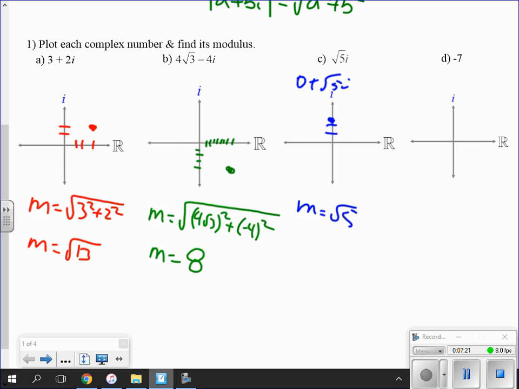So in the next one, what's the imaginary portion of my number? 0, because I have plus 0i, which means I just go 1, 2, 3, 4, 5, 6, 7 in the negative direction. And my modulus in this would be 7. Remember, it's always positive. Piece of cake, right?